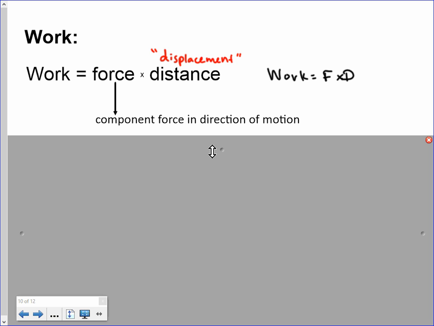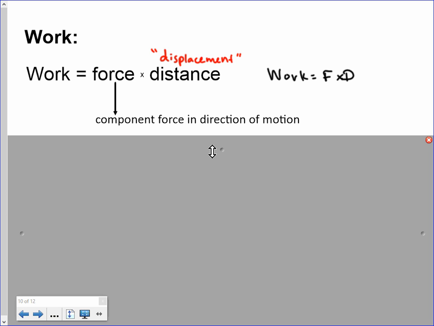As I'm pulling the wagon, I have vertical and horizontal components of my force. But if I want to look at how much work I did to move the wagon horizontally, the only force working there to move my wagon horizontally is my horizontal component of force. So rather than multiply by just the regular force, I have to pick out the exact component of force that I want. If you're moving something horizontally, you use your horizontal component, which is your force times cosine of the angle. And if you're moving something vertically, you pick out the vertical component, which is your force times the sine of the angle.